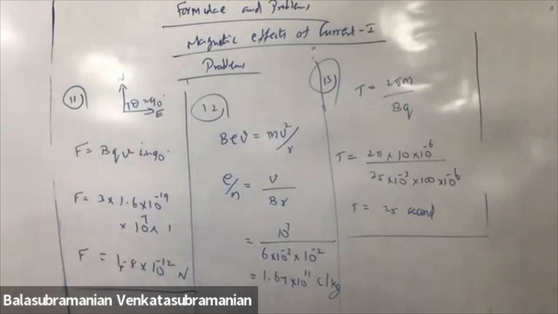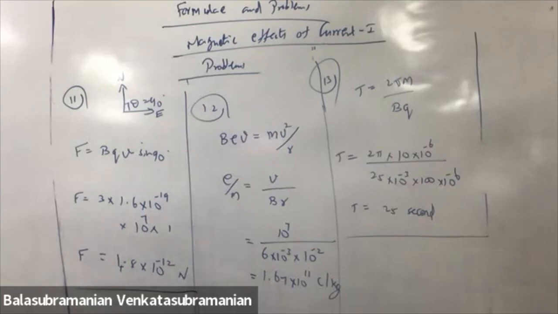14th problem. Protons are accelerated by a cyclotron when a magnetic field of 2 Tesla is applied perpendicular to the plane of the D. Calculate the energy of the proton in MeV if the circular path of the proton is of radius 40 centimeter before it leaves the cyclotron. You have to calculate energy.